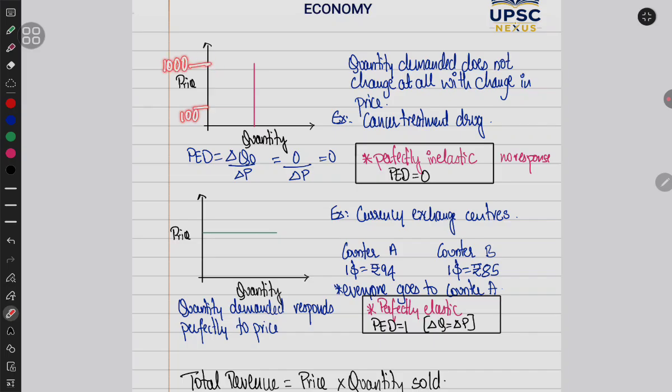So even then quantity demanded will not change, because people want to live, survive, right? So quantity demanded does not change at all with change in price. Therefore it is called perfectly inelastic. Therefore price elasticity of demand is 0. That means whatever may be the change in price, the change in quantity demanded is 0, because the quantity demanded is the same. Therefore it is perfectly inelastic.